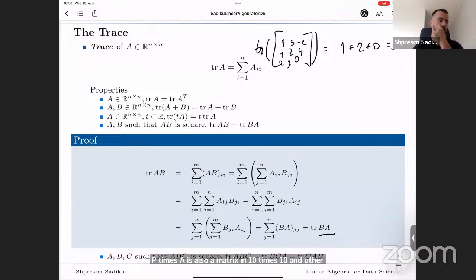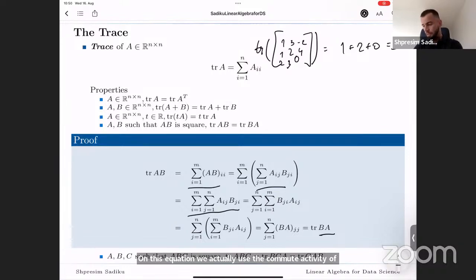We first begin by using the definition of the trace operator here. So this is just the sum of the diagonal elements of the product matrix AB. And here we apply the definition of matrix multiplication. On this equation, we use the commutativity of scalar multiplication in order to reverse this summation. So we simply take the second summation first and the first summation second, and we also exchange the b_ji and a_ij.